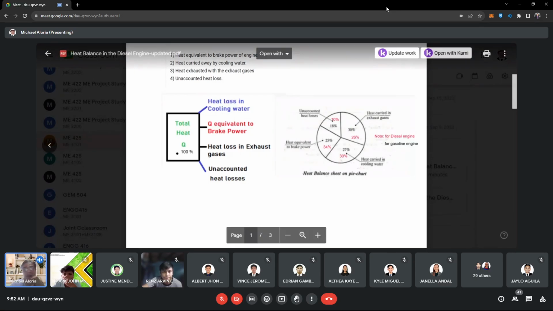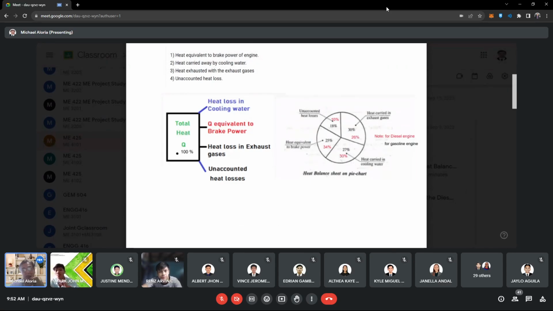We said that for a gasoline engine, the useful heat is 25%, while for a diesel engine it is 34%, so it is higher. The heat carried by the cooling water is 27% for the gasoline engine, while for the diesel engine we have 30%. The heat carried by the exhaust gas is 26% for diesel and 30% for gasoline. Friction, radiation and other unaccounted losses are 10% for diesel and 18% for gasoline.